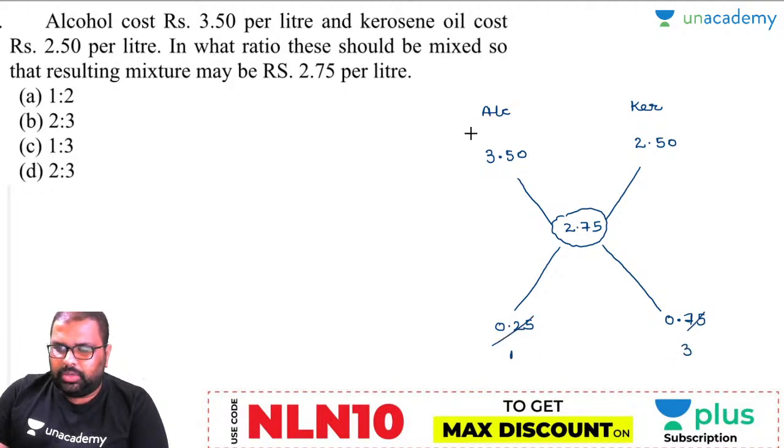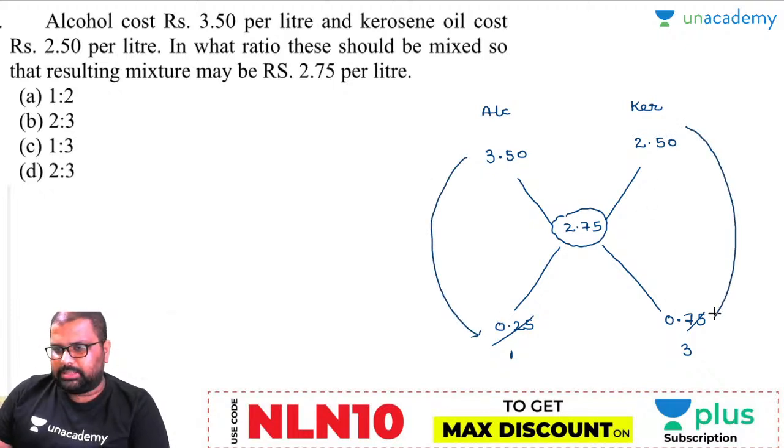Now see here, you have mixed alcohol in one part. You have mixed kerosene in 3 parts, meaning 3 liters. Is your answer 1:3? I have done it with simple alligation there.